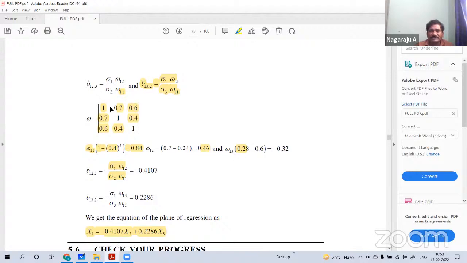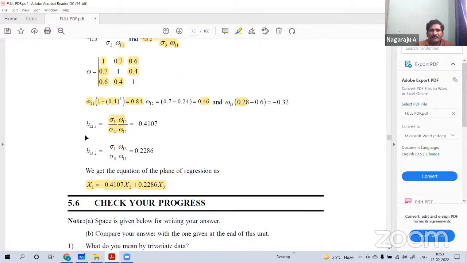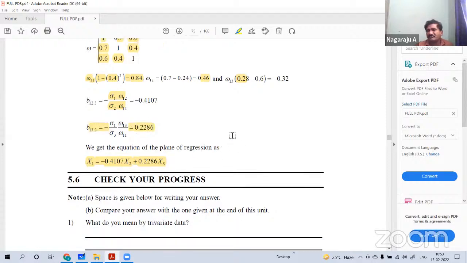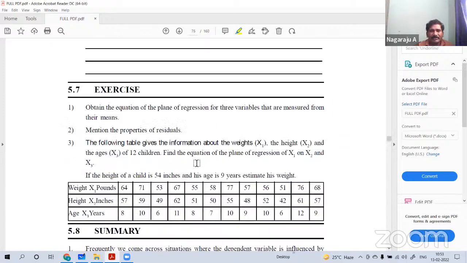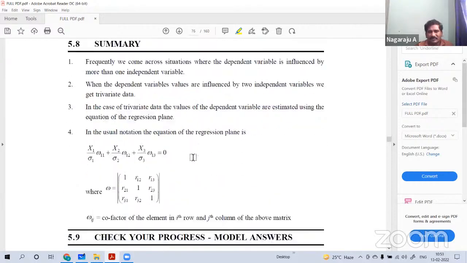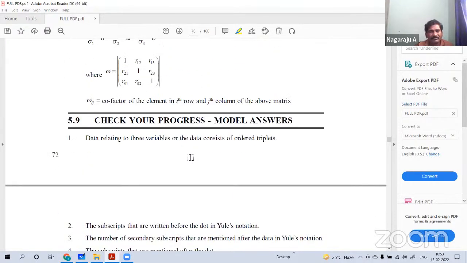W13 equals, the last column, you leave it. 0.7 into 0.4, 0.28, minus 0.6 into 1, 0.6. So this is the value. So B12 and B13 have this formula. Directly you substitute all the values, and I can get the regression coefficient. That's it. This is the most important problem. Okay, similarly here, for other data, you can write it. These are the problems we have.